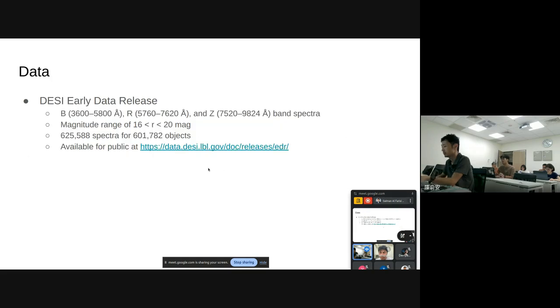In this research, they use the DESI early data release, which is actually a subset used for survey validation, in the B, R, and Z band spectra at those wavelengths, with a magnitude range of around 16 to 20 magnitude, with 600,000 spectra for around that number of objects. And the data is available to the public.